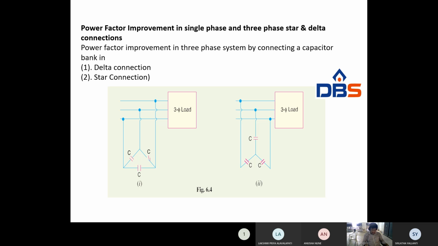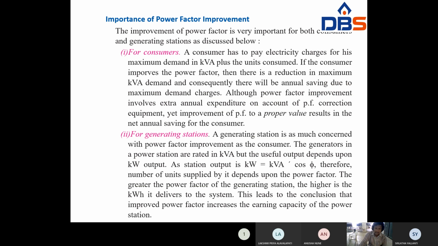Most economical power factor when kilowatt demand is constant. Derivation. Before going to the derivation, a 2 marks question: what is the importance of power factor improvement? They are asking, just for consumers and for generating stations. What is the importance of improving the power factor?